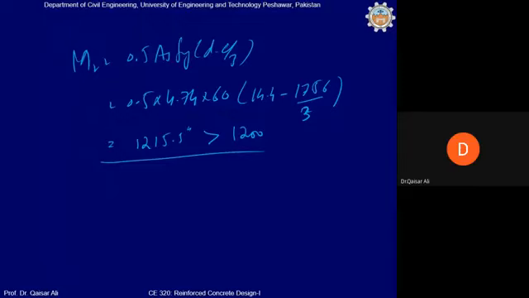So this is how you can design the beam corresponding to stage 2. In exactly the same way you can design the beam corresponding to stage 3, which we will do in the coming class. There also you can calculate the reinforcement by trial and error, and then provide that reinforcement in the form of bars in the given section. Clear? If you have any question you can ask, otherwise you can leave the class.